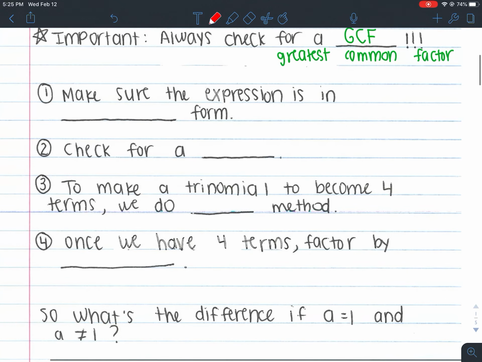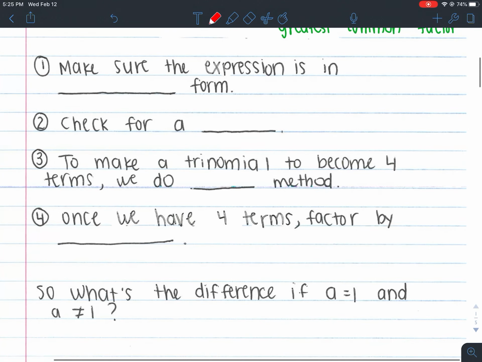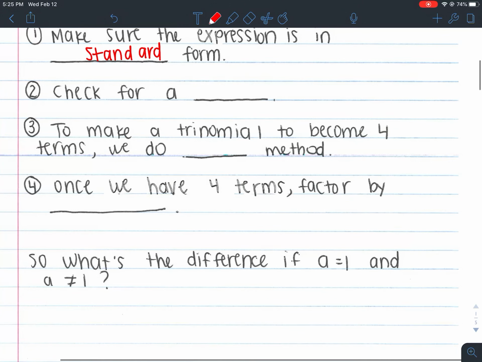All right, so we're going to have some steps. The first thing you should always check for when you're factoring trinomials is that you make sure the expression is in standard form. If it's not in standard form, again, your a, b, and c are going to be all wrong. The next step is you want to check for a GCF. After you've checked to see if you've had a standard form, you want to make sure you have a GCF. And if you don't have a GCF, then you move on.